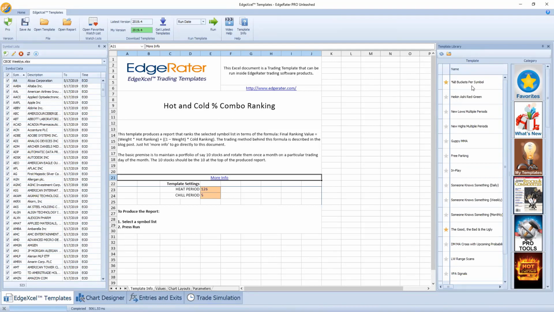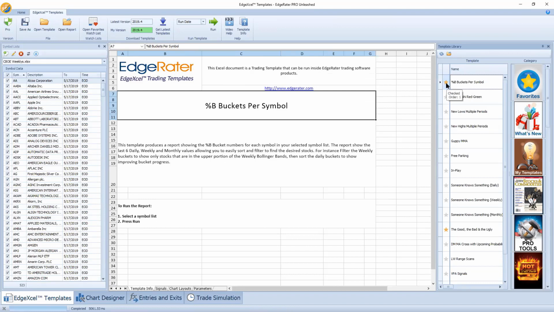You'll find %B buckets per symbol in there. Put a little check mark by it, a little star, and you'll come to that report. Let's get this running. Okay, so I did run that, and now this is breaking down.